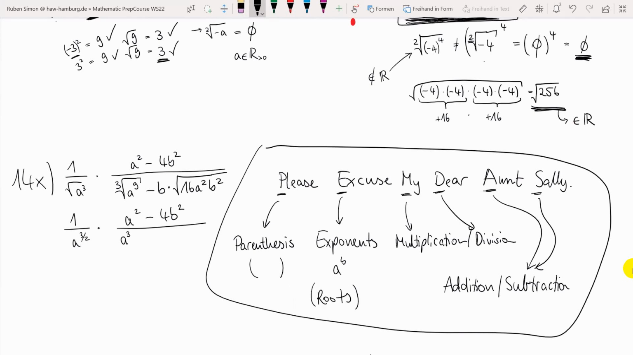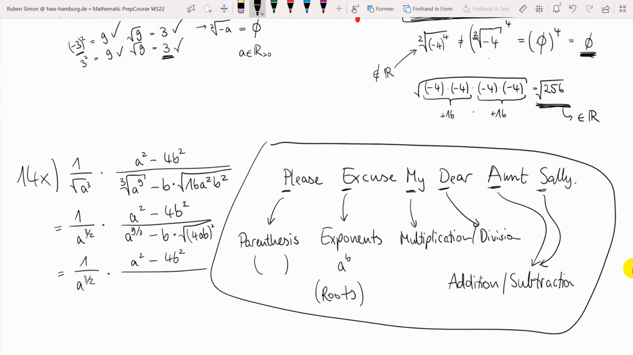Yes, so 8 to the power of 3. Let me write it down in this way first, and then we can simplify. Minus b times... Okay, so we have to rewrite this first as (4ab) whole squared, right? And then we can apply the rule we applied for the other terms. So this is a squared minus 4b squared.